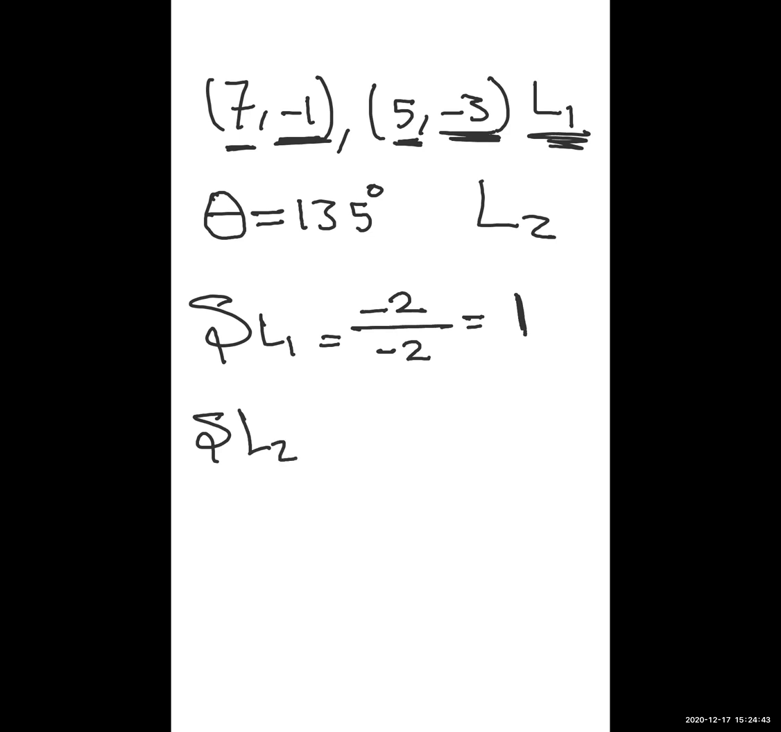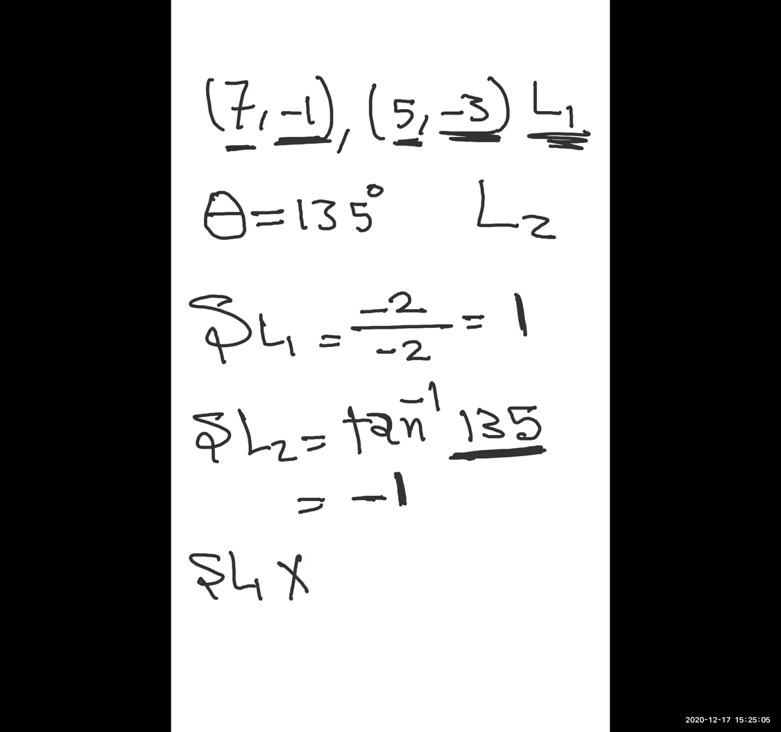the slope for line 2 will equal tan 135. Using the calculator, it will equal -1. So now, guys, slope 1 times slope 2 will equal 1 times -1, which is equal to -1. So line 1 is perpendicular to line 2.